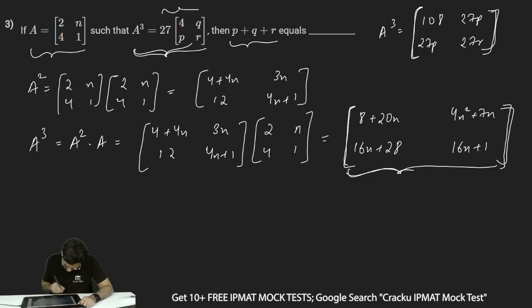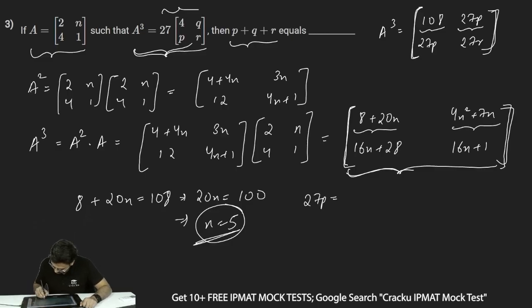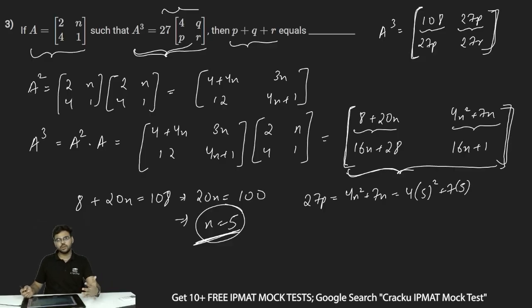So first of all, I'll compare this with this. So 8 plus 20n is equal to 108, or I can write 20n is equal to 100, or n is equal to 5. So I have got the value of n, which is equal to 5. Now compare 27q with 4n square plus 7n. I'll substitute the value of n equal to 5. This will be 4 into 5 square plus 7 into 5. 4 into 5 square is 100, 100 plus 7 into 5 which is 35. So 27q is equal to 135, or I can say q will be equal to 5.